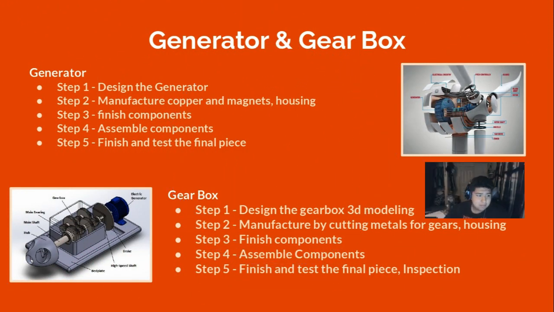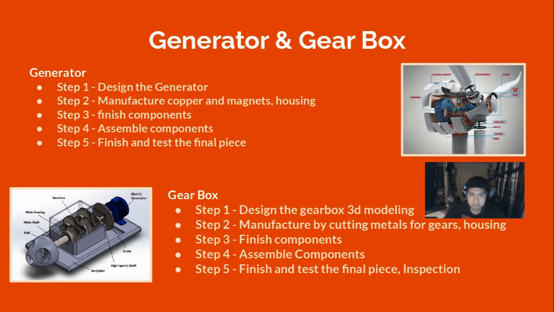Now let's talk about the manufacturing plan for the generator and the gearbox. Generator. For the generator itself, I got 5 steps. Step 1, design the generator using 3D modeling software like CAD, AutoCAD, and other kinds of 3D modeling software on your computer. Step 2, you manufacture the copper and the magnets as well as the housing using different manufacturing techniques, which include milling, cutting, and CNC machining. Next, you finish the components to make sure that everything is perfect. You have to make sure that everything measures correctly. Then you do the assembly of the components, which involves careful and precise placing of the components. Finally, you finish the product and you test it in the real world.